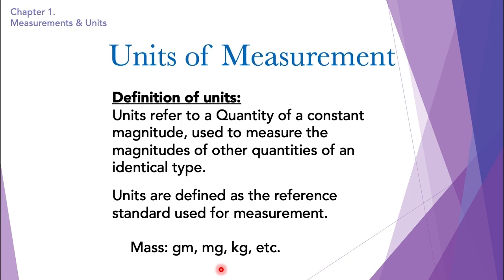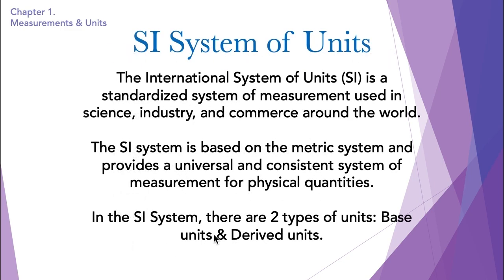So now let's look at this SI system of units. The International System of Units, also called SI, is a standardized system of measurement used in science, industry, and commerce around the world. The SI system is based on the metric system and provides a universal and consistent system of measurement for physical quantities. In the SI system, there are two types of units: the base units and the derived units.